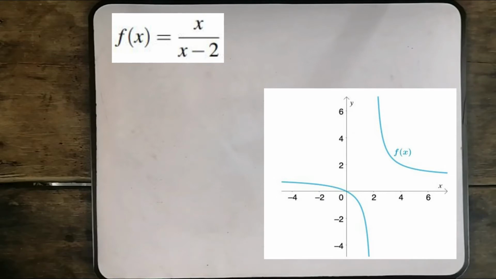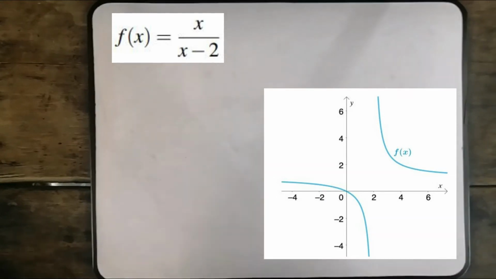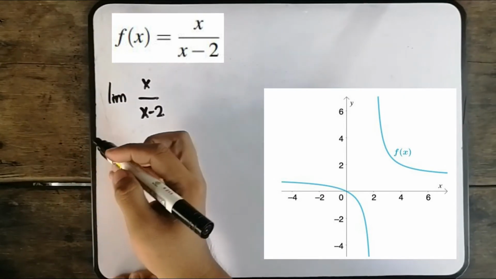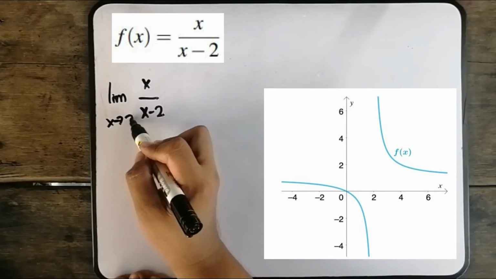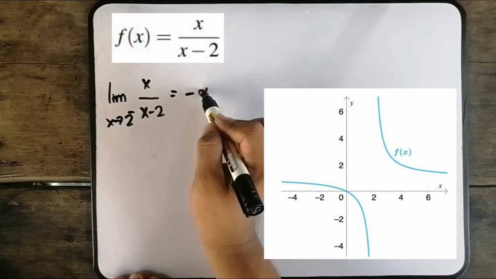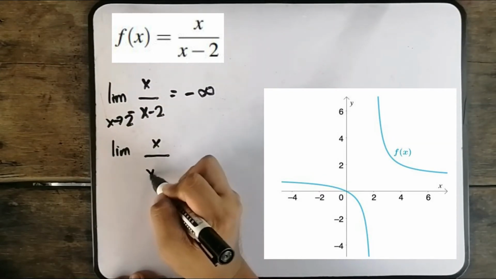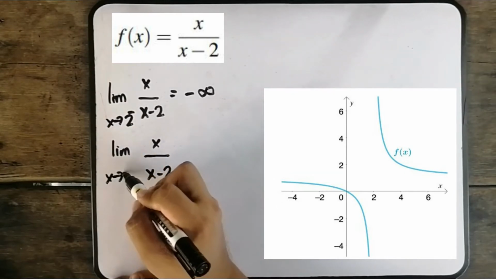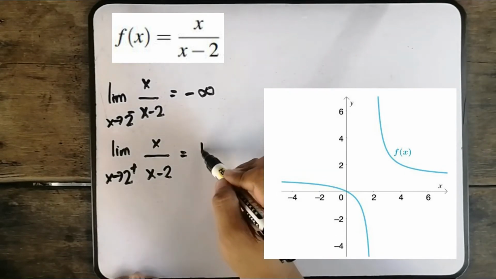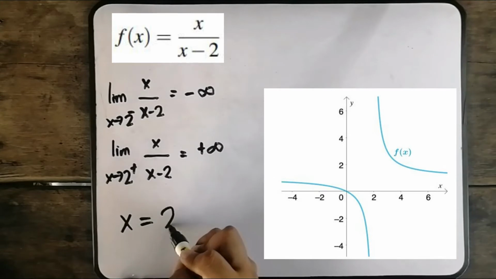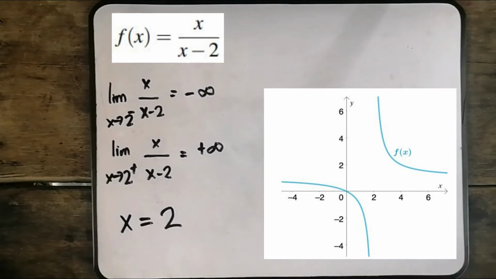So as you can see here, the limit of x over x minus 2 as x approaches 2 from the left is equal to negative infinity, while the limit of x over x minus 2 as x approaches 2 from the right is positive infinity. Hence, in either of the conclusions, we see that the line x equals 2 is a vertical asymptote of f of x.